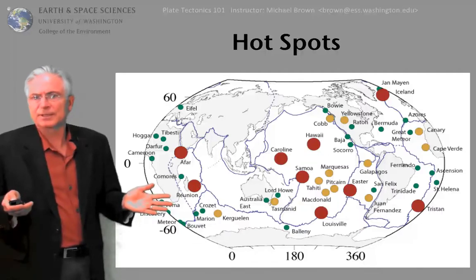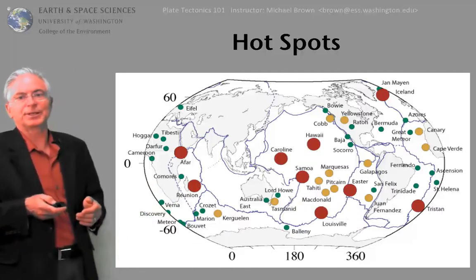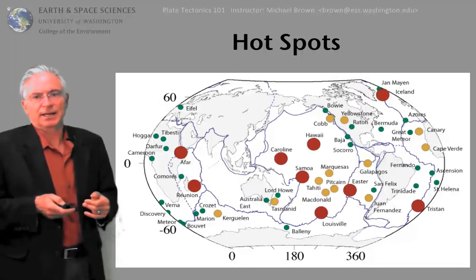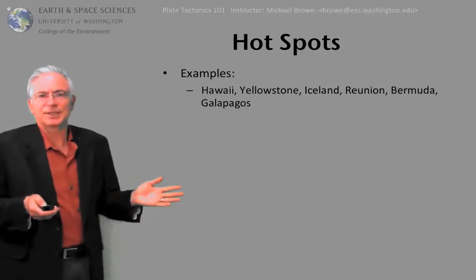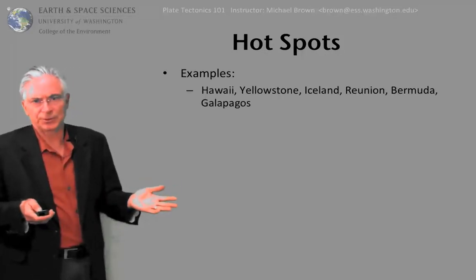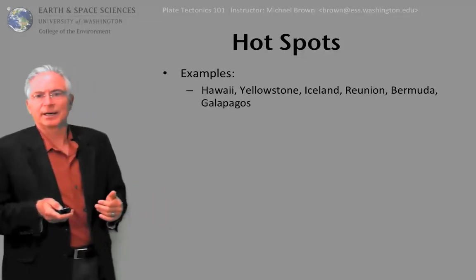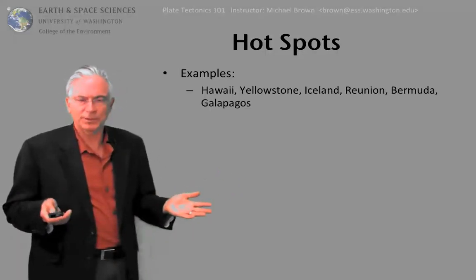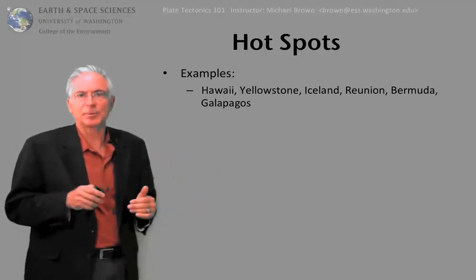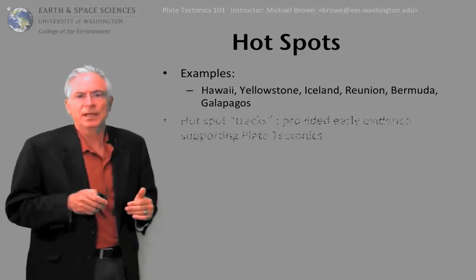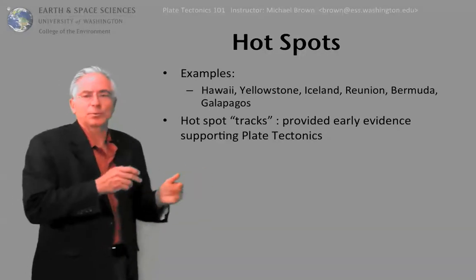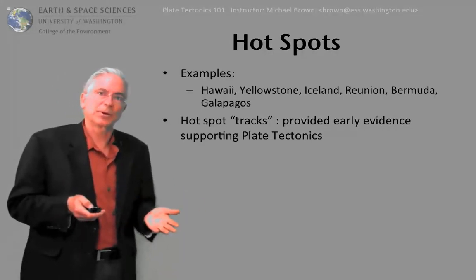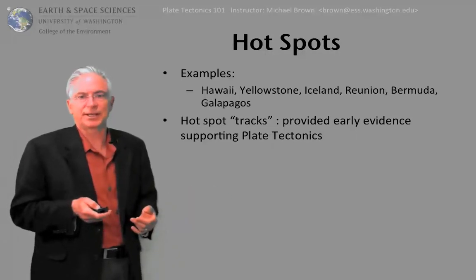I said there are a couple dozen hot spots around the world. Here's a map showing the location of places that have been identified as hot spots. Some of the best known examples: Hawaii, Yellowstone, Iceland, Reunion Island, Bermuda, Galapagos. These are all well-known ocean islands that are probably hot spots. Hotspot tracks, that track of progressively older volcanoes, was one of the early lines of evidence that supported this newly emerging idea of plate tectonics.